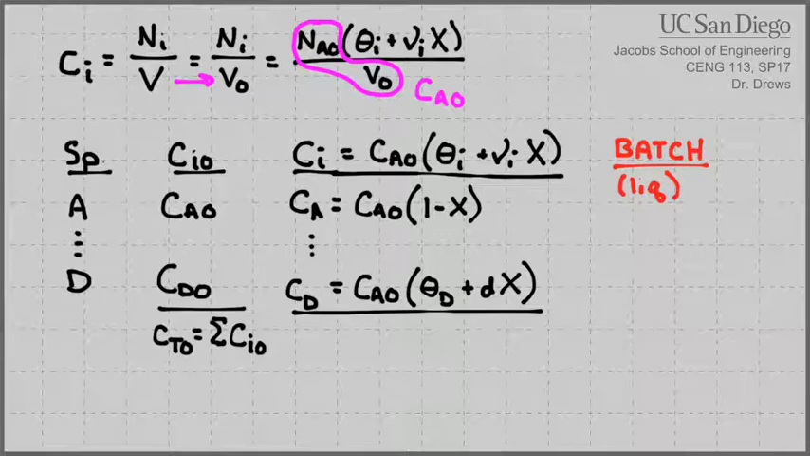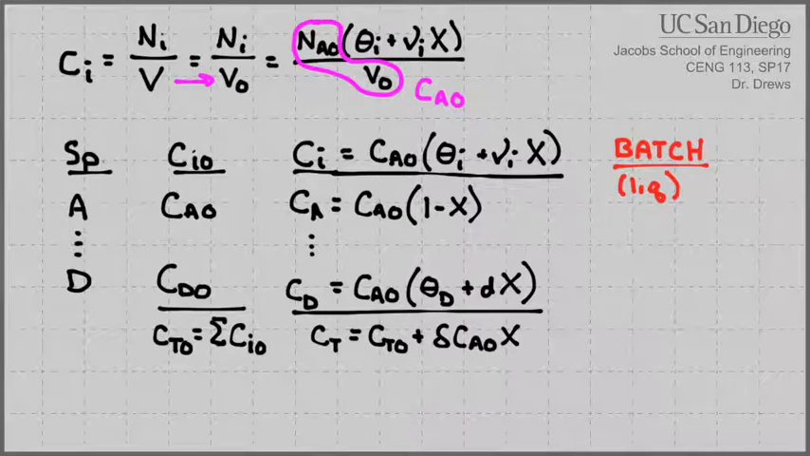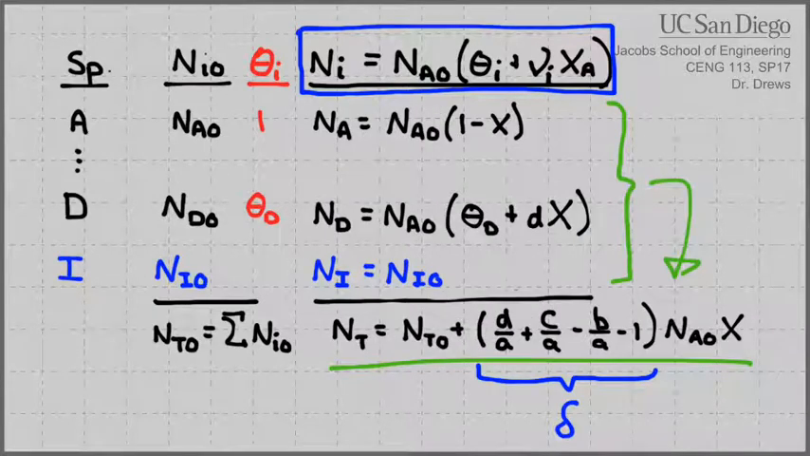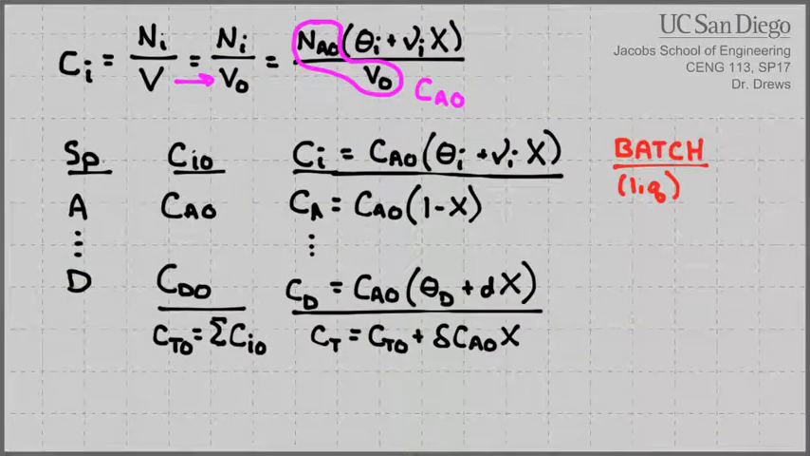We can figure out an initial concentration by just summing up all those concentrations, and then the final concentration, C sub T, is equal to however much we started with, plus delta times CA naught times X. So there's a little bit of algebra in there that I skipped over, but if you compare what I've got here to what I've got here, the process is the same. It's just now we're dealing with C's instead of N's.